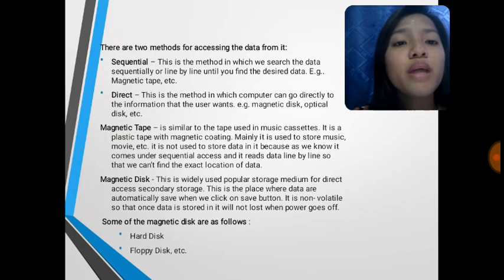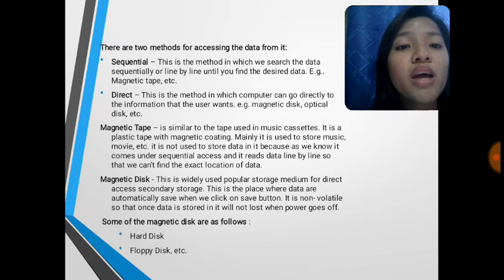There are two methods of accessing the data from it: sequential and direct. Sequential is the method which searches the data sequentially, or line by line, until you find the desired data, for example magnetic tape. Direct is the method where the computer can go directly to the information that the user wants, for example magnetic disc and optical disc.